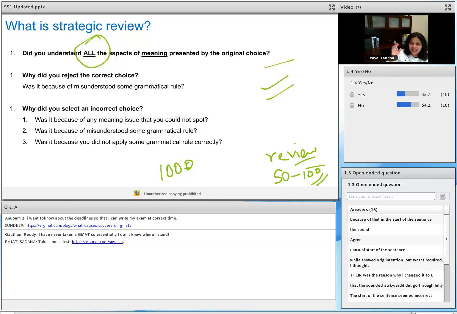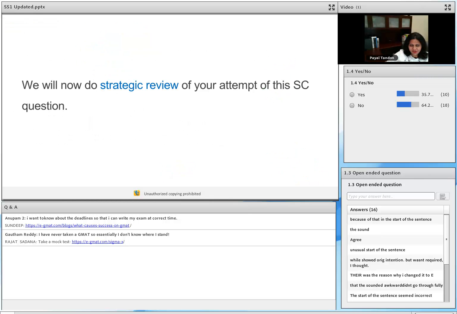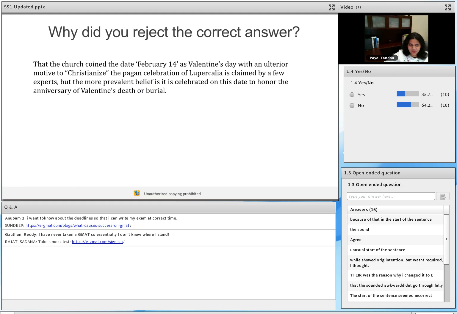So again, that focused effort, what it is that you need to learn, is what you have to figure out, and that's what happens when you get the feedback. And I'm going to talk about that, my third point, and I'll get to that. First, let's talk about the strategic review. We already solved this question. I'm going to show you how, when you are doing this on your own, you will be doing strategic review of this. Now, the first question that I'm going to answer is, why did I reject the correct answer?